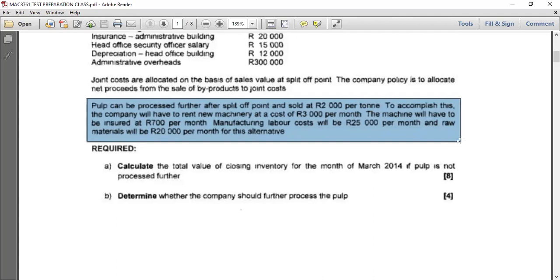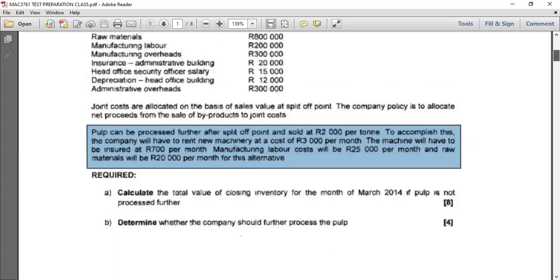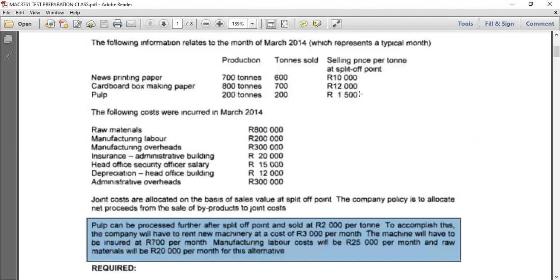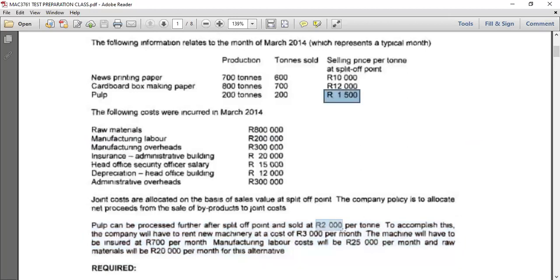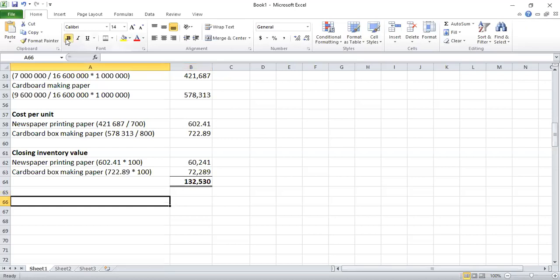Right, if you are deciding on whether we should process further or not, we just have to find the incremental revenue minus the incremental cost. Right, we know that currently we are selling at 1,500 per ton. So processing further will add 500 rand per ton. From 1,500 to 2,000 will have an increase of 500 per ton for all these 200 tons. Right, so we can say B, process pulp further.